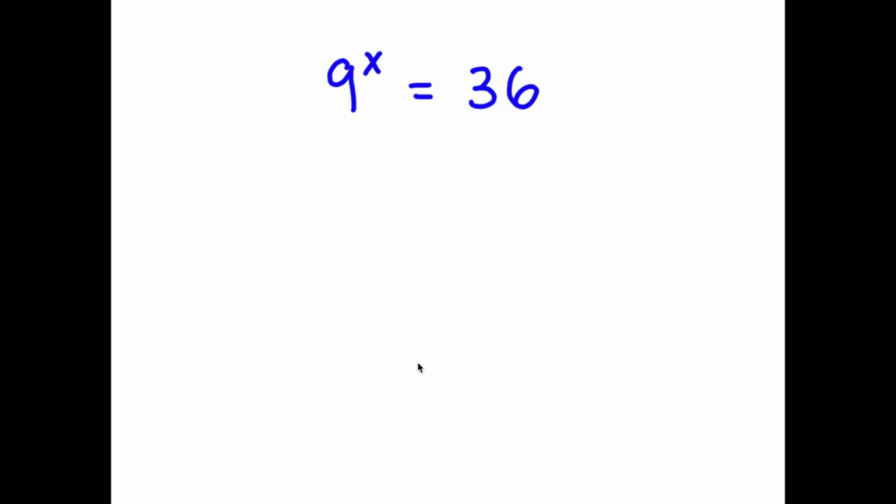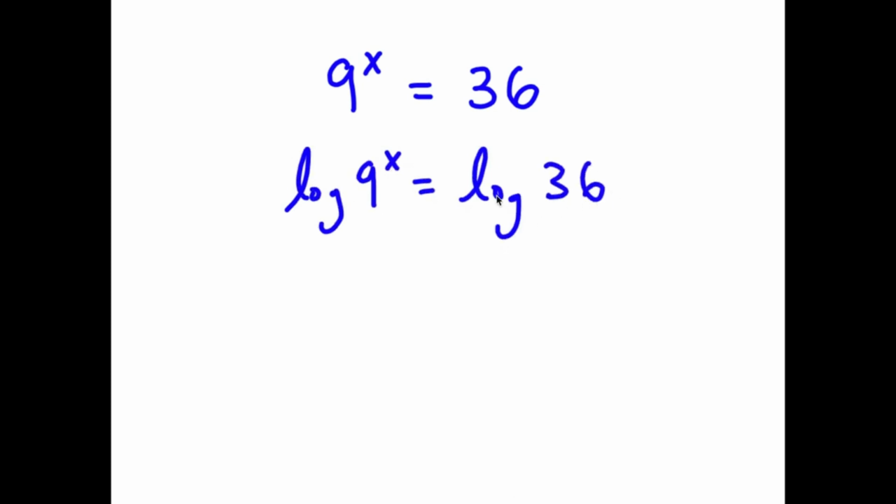Alright, so in this problem, I have 9 to the power of x is equal to 36. So to solve this, I'm going to first start by taking the log on both sides. So now I have log of 9 to the power of x is equal to log of 36. And if I have something in the form log a to the power of b, I can move this exponent of b to the front.